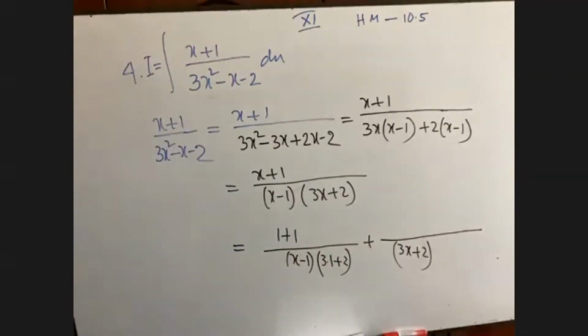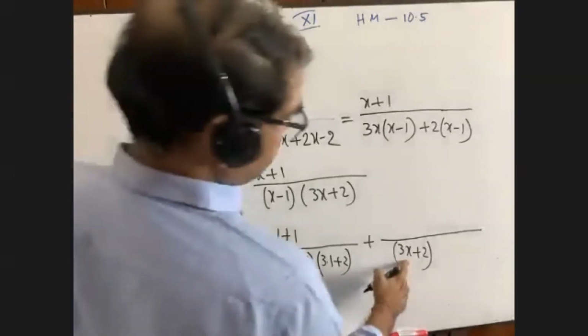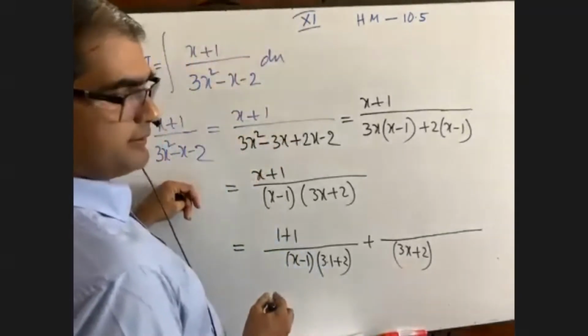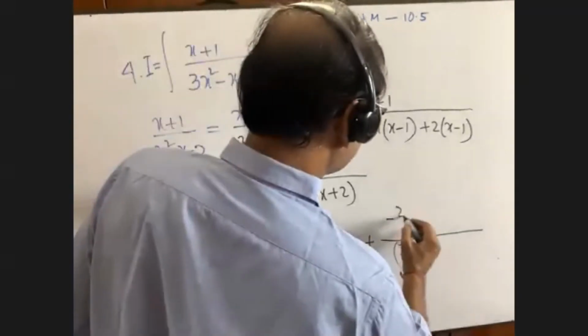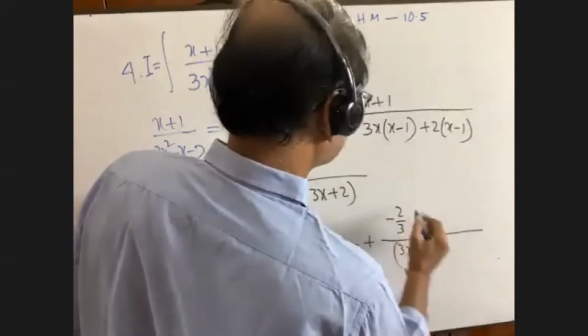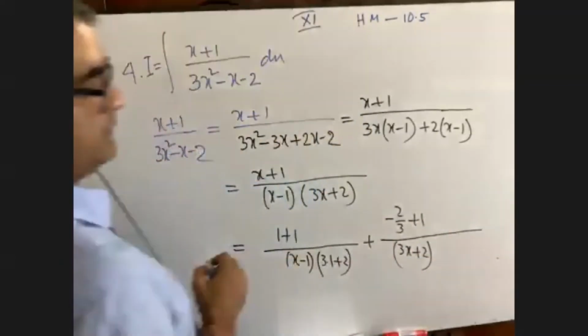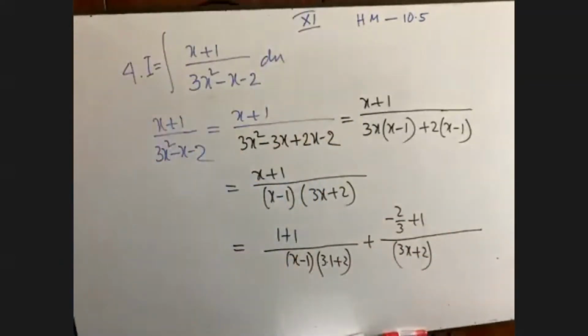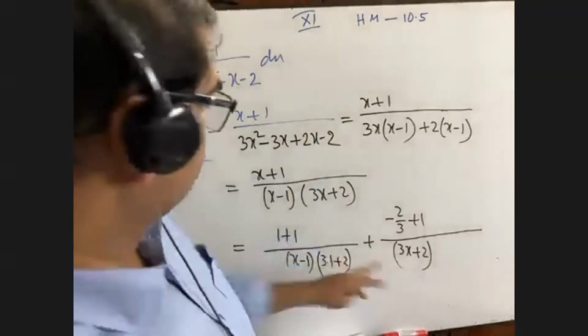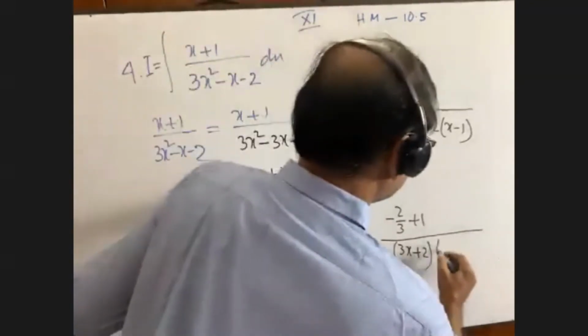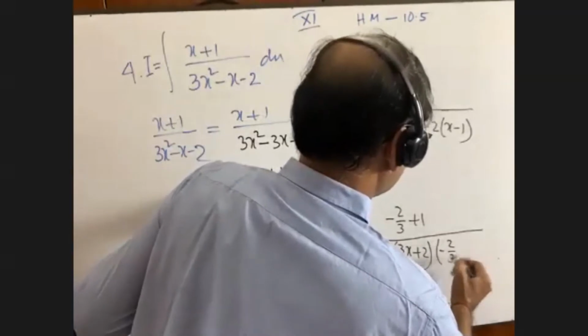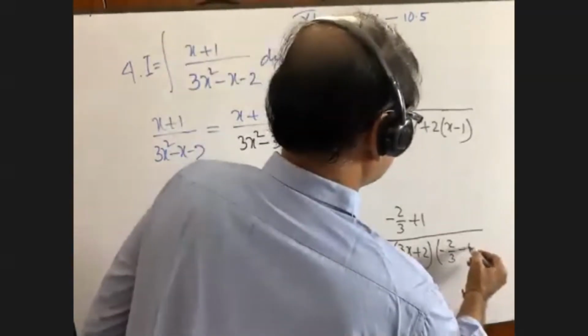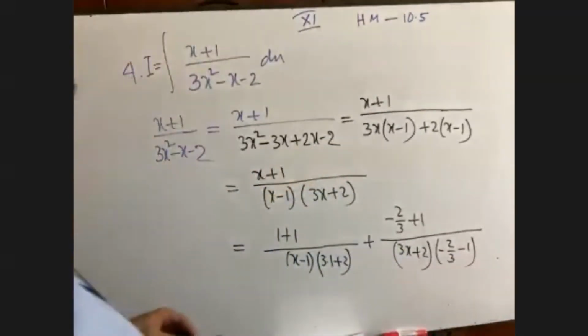Is it okay? Again, let me know what is the value of x here. Minus 2 by 3. So you write here minus 2 by 3 plus 1. What is the value of x here? Minus 2 by 3. You write here minus 2 by 3 minus 2 by 3 minus 1. Actually, you are done.